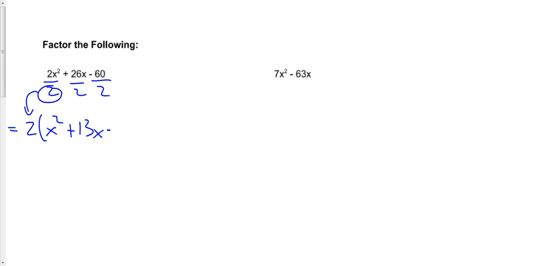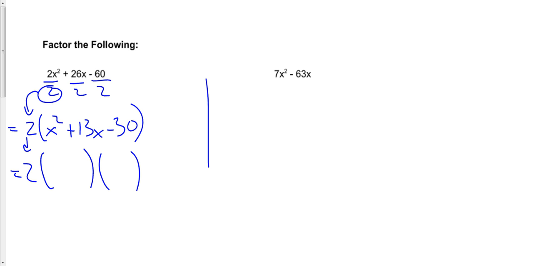Negative 60 divided by 2 leaves me with negative 30. Okay, so again, I've got a trinomial here in the middle. A 2 has to come down. I'm looking for two numbers that are going to multiply to negative 30, and they're going to add to positive 13.